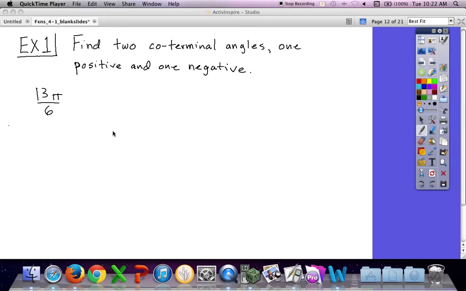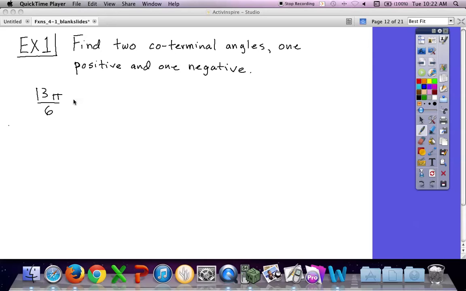Find two coterminal angles, one positive and one negative, for the angle 13 pi over 6. Okay. Again, how do you find a coterminal angle? First, where is 13 pi? Well, let's not do that. What did I say? How do you find a coterminal angle?